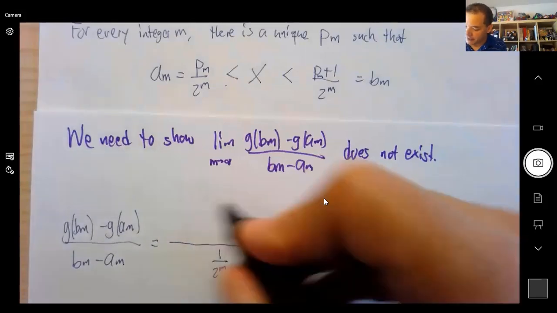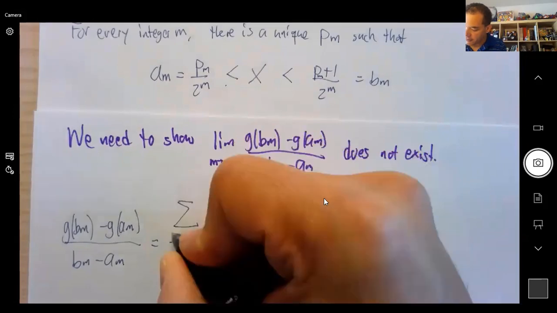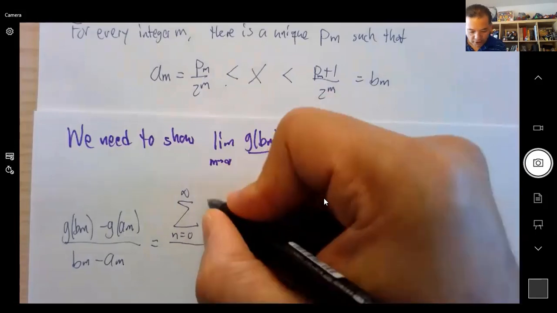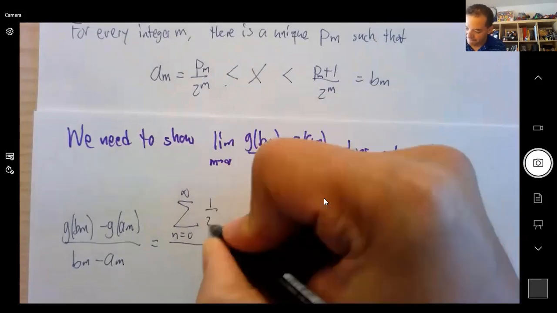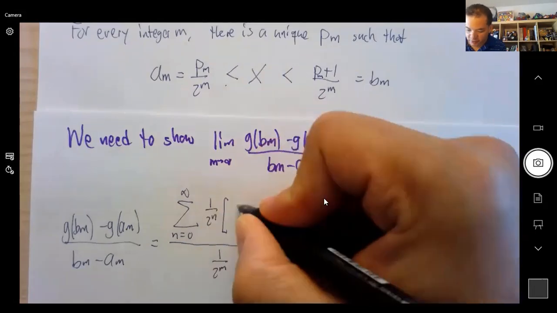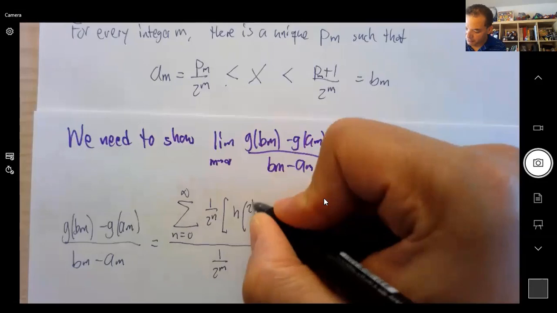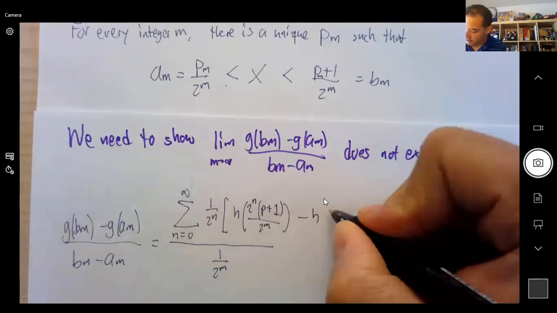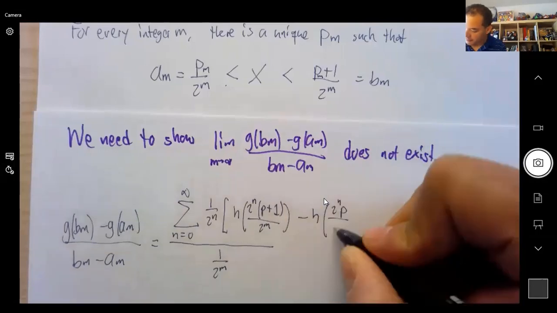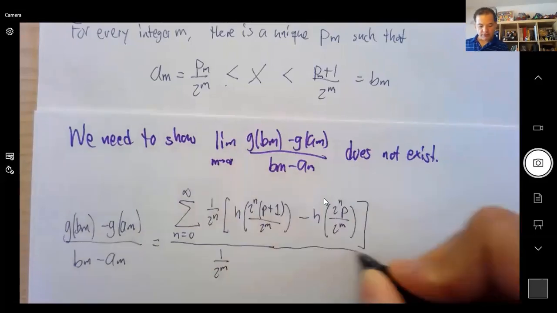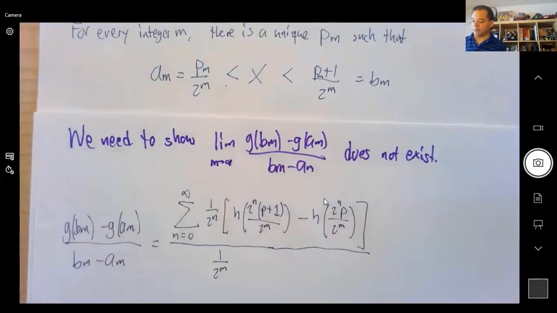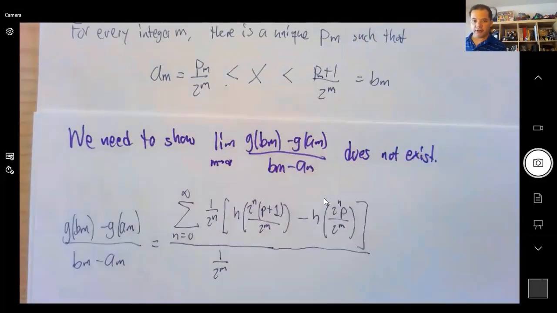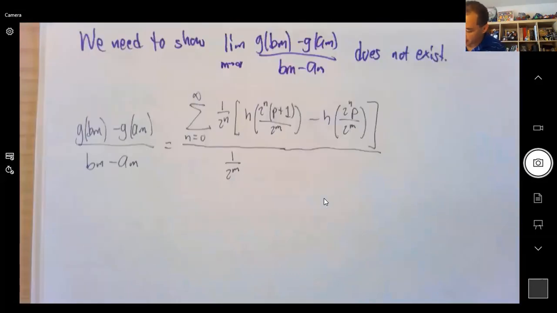And in the top, we have the g function. So the g function is the sum from 0 to infinity of, I'm going to combine both of them together, h of 2 to the n times p plus 1 divided by 2 to the m minus h of 2 to the n times p divided by 2 to the m. All right? Just plug in the definition of what Bm is and what Am is. Nothing more. Okay, now I don't need the definitions anymore. I can proceed from here.